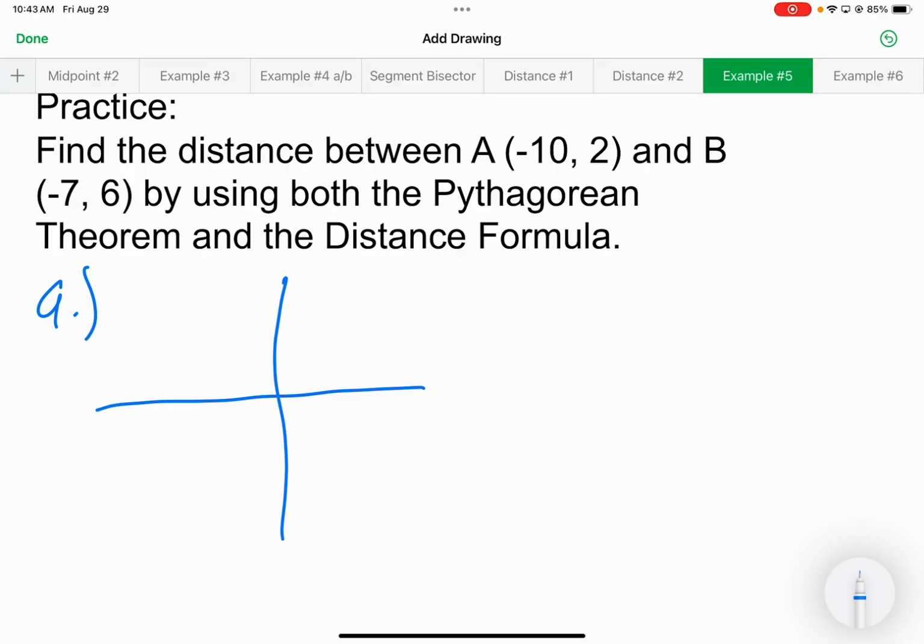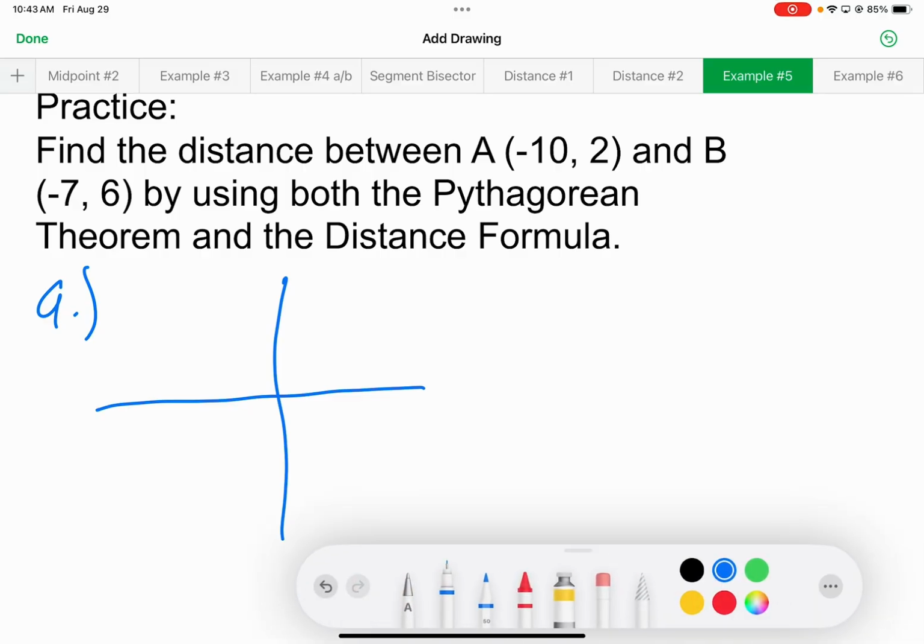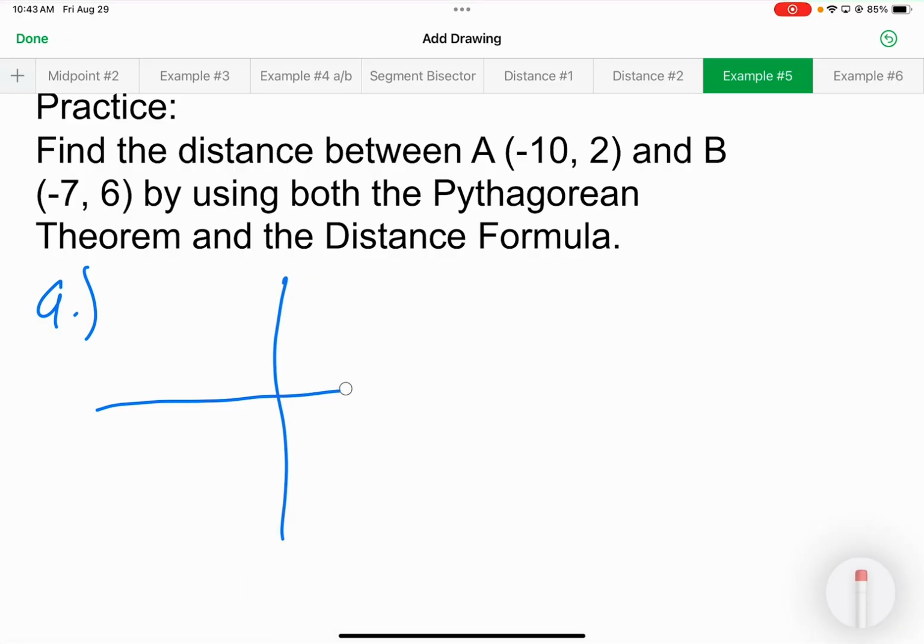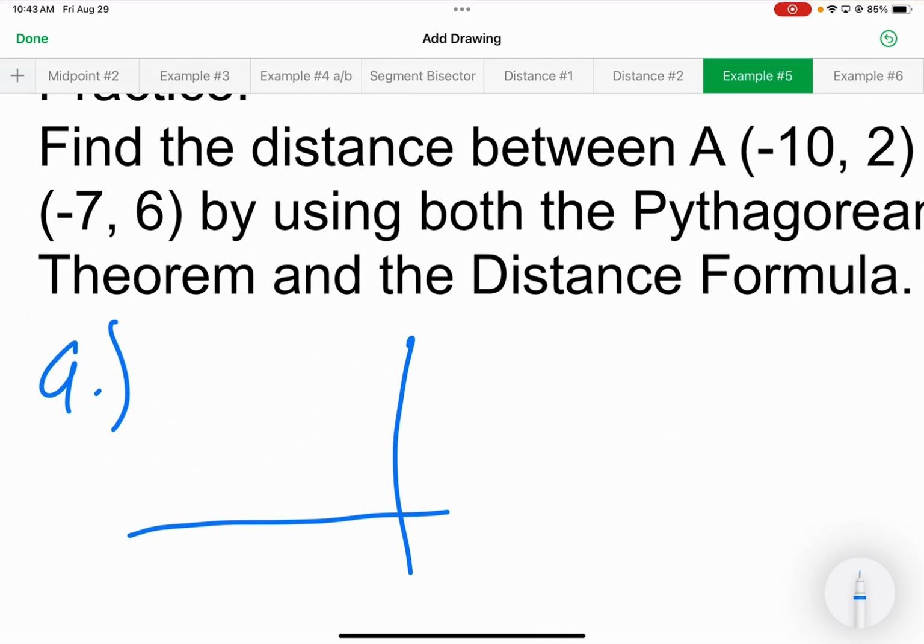Let's see, my x values are -10 and negatives. That's a lot of negatives. And then my y values are 2 and 6. So really the part of the graph we're looking at is here and here. All right, so -10.